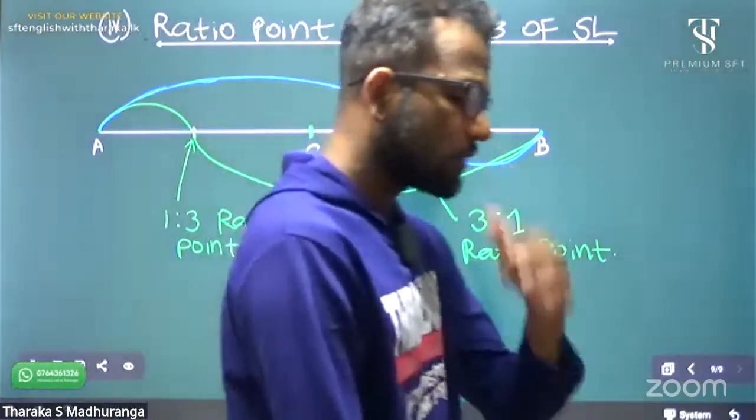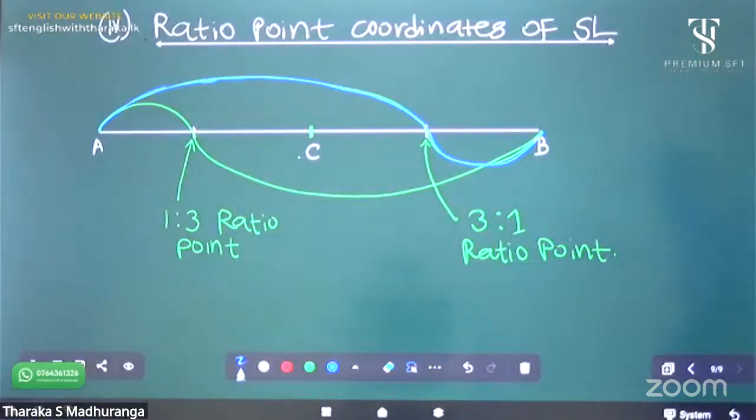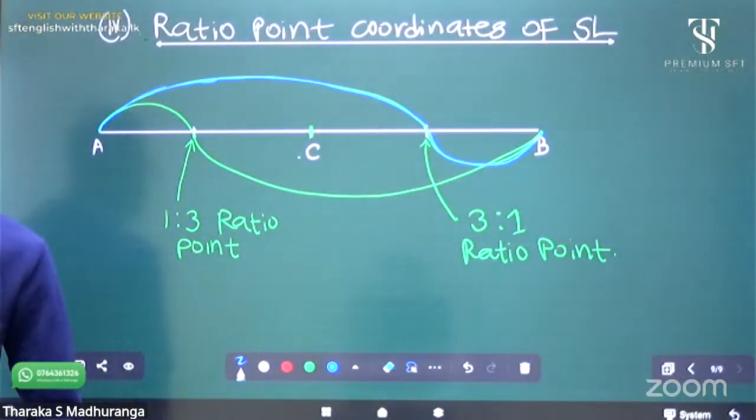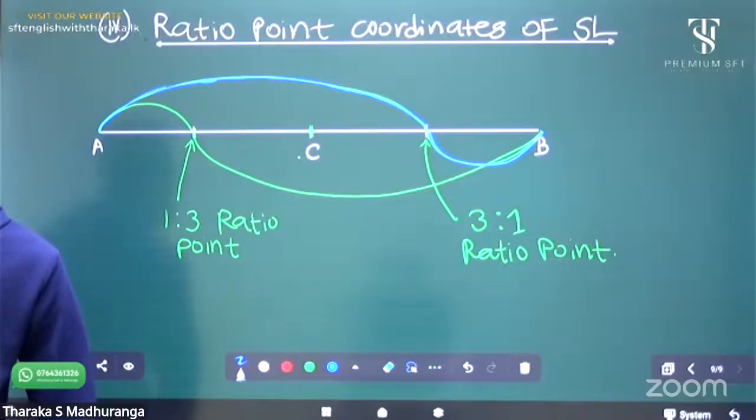Write down. It is star mark. Any straight line, if cut into 4 identical segments, this cutting points are called ratio points.